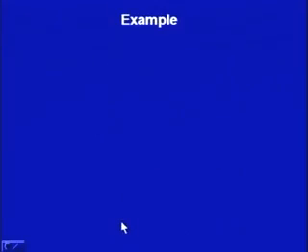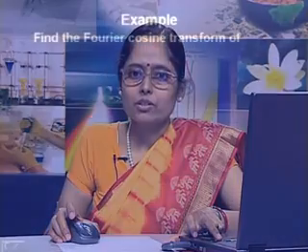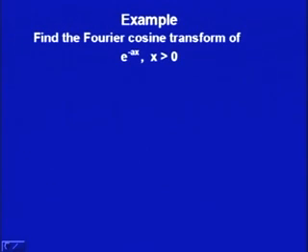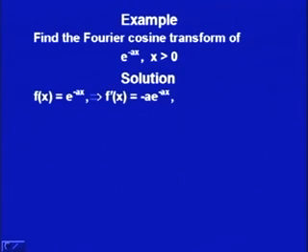Let us try to use this formula for solving some problems or evaluation of some transforms. Find the Fourier cosine transform of the function e to the power minus ax for x positive. Now, how are we going to find it out? f(x) is e to the power minus ax. So, f'(x) is minus a times e to the power minus ax, and f'(0) is minus a.